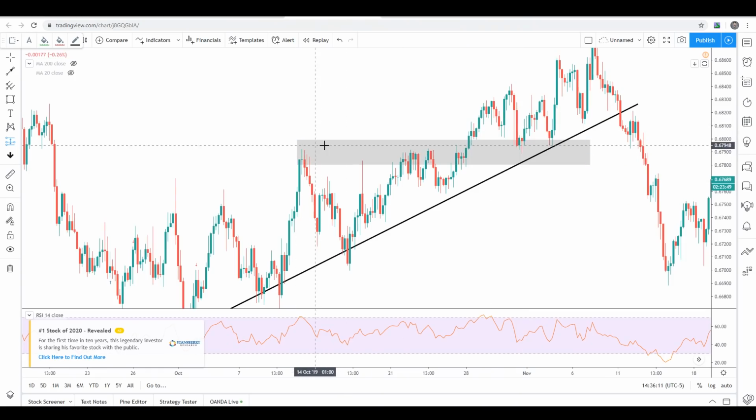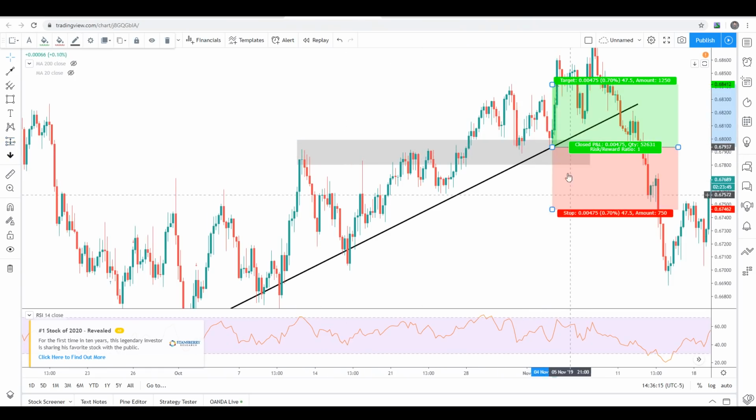But basically, as price comes down to this trend line, what we could do is look for a potential setup that gives us an edge in terms of risk to reward. So we could look for something that gives us something like a 2-to-1 or a 3-to-1 risk to reward. What do I mean by that?